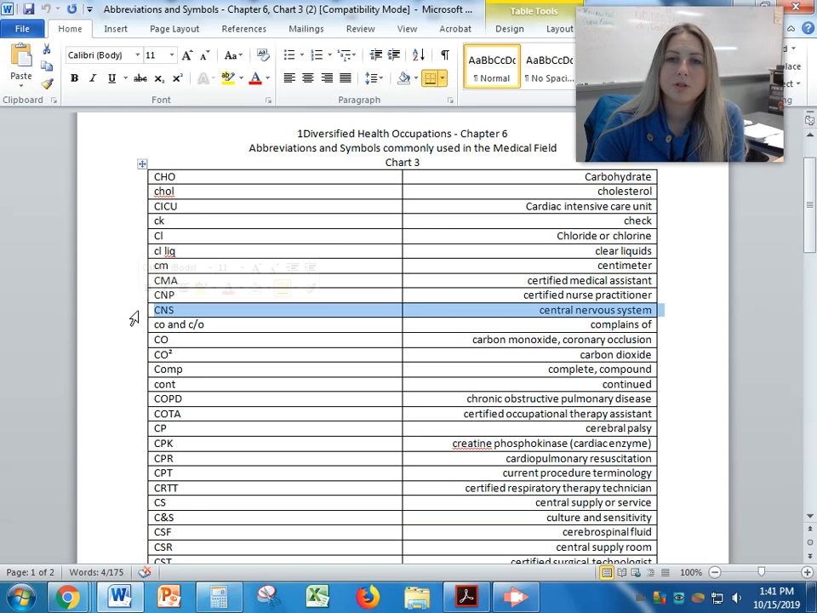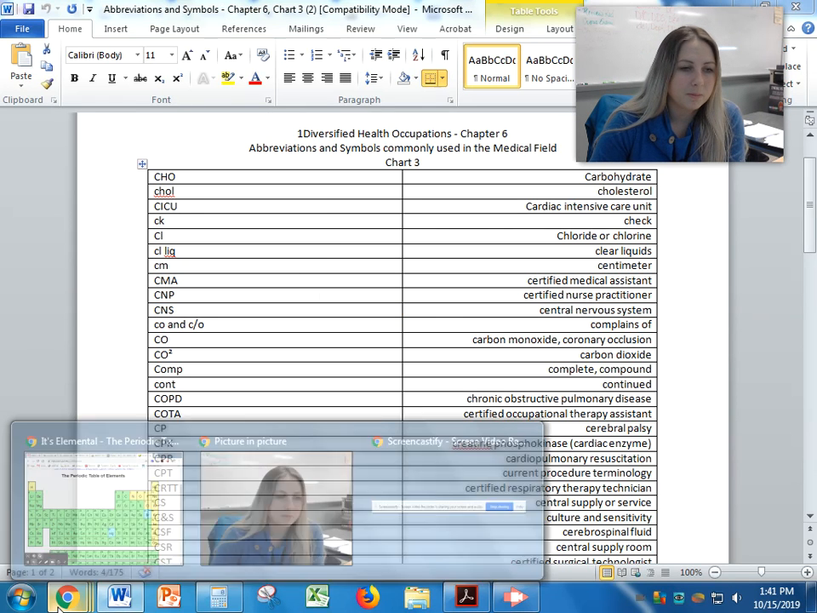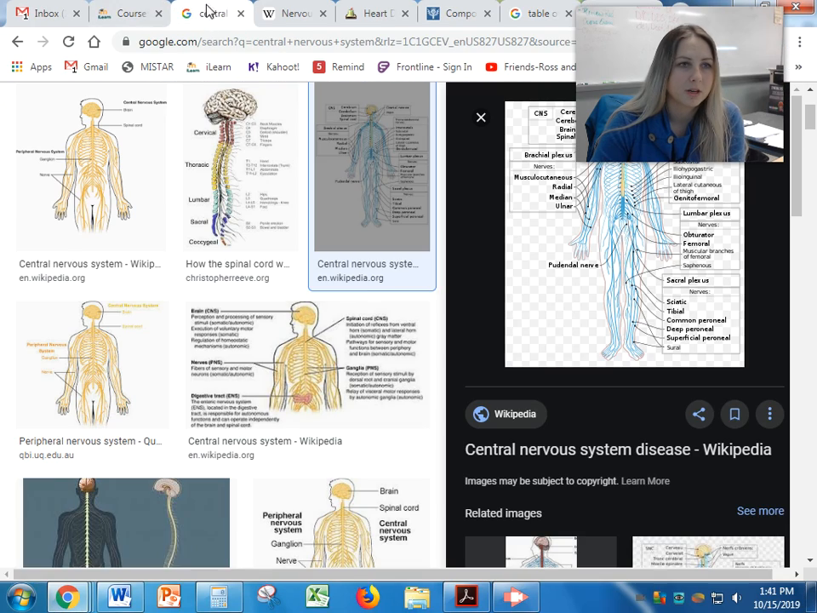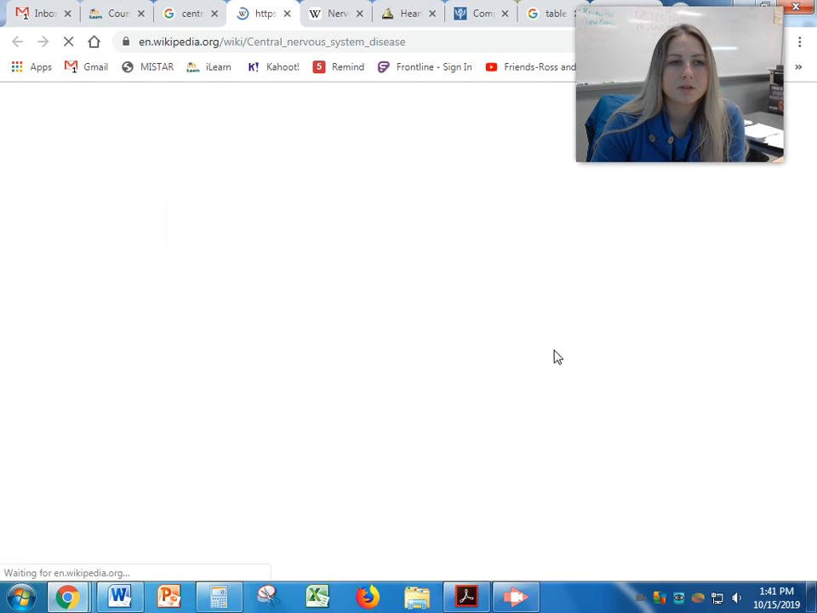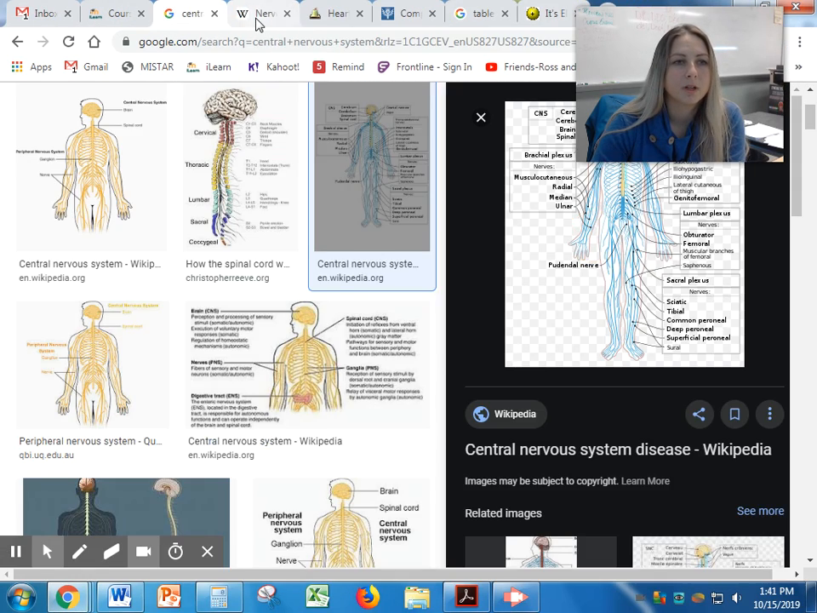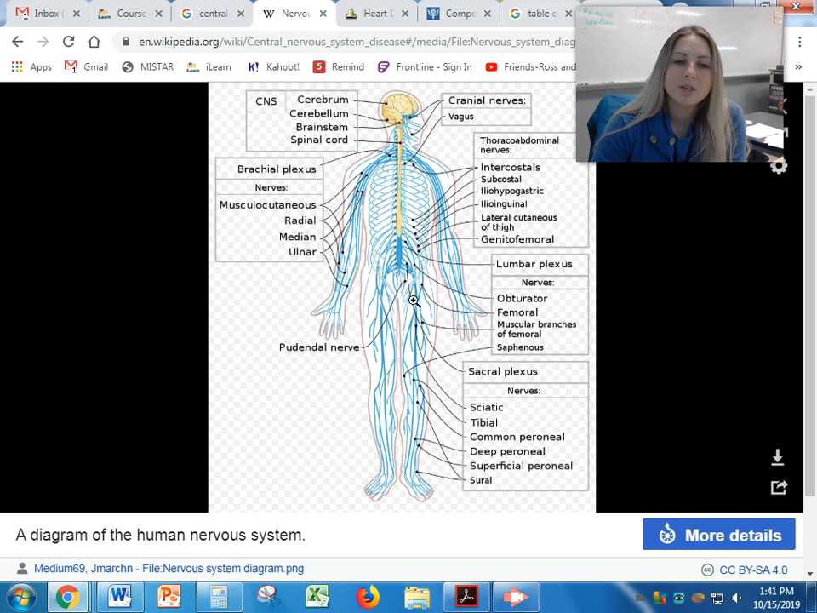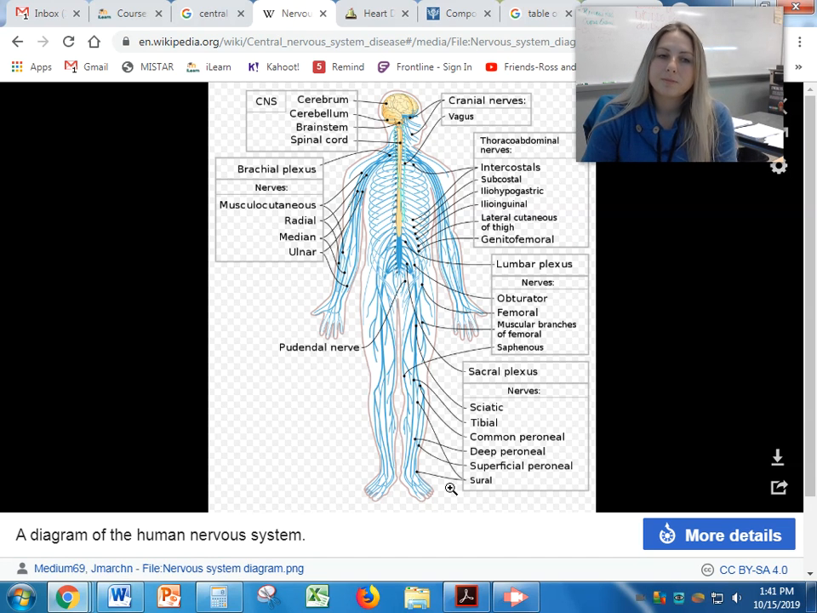CNS, this is the central nervous system. And I pulled up a picture here. All right, so how about I go to the right one? Here we go. So this is a picture of the nervous system as it branches throughout the body. And you have two different locations of your nervous system. You have the central nervous system, and you have the peripheral nervous system. The central nervous system consists of your brain and your spinal cord.